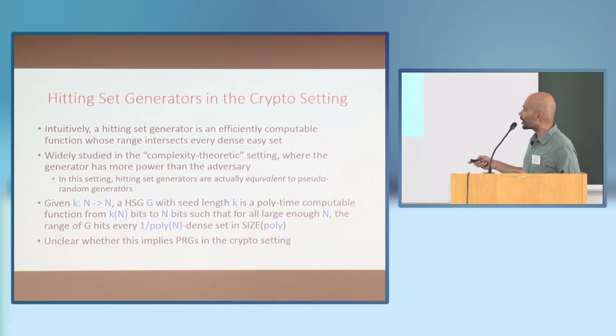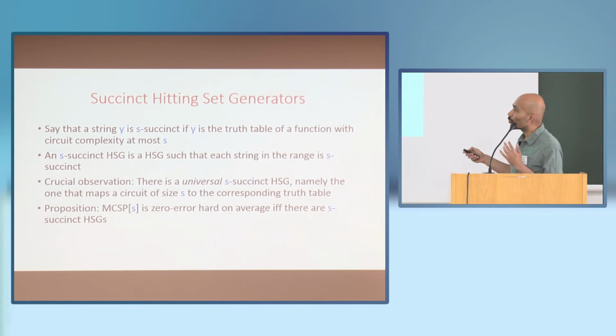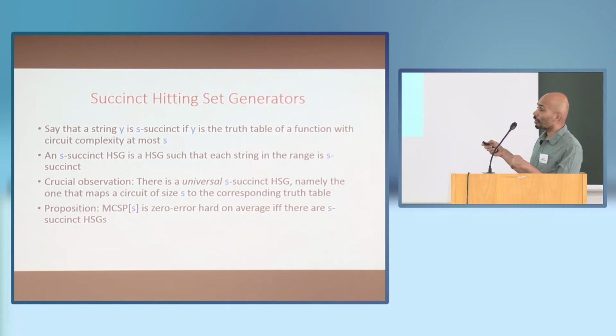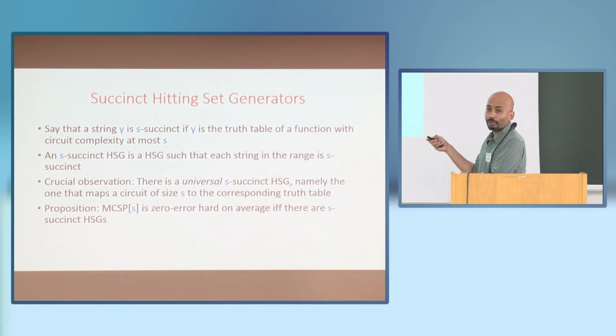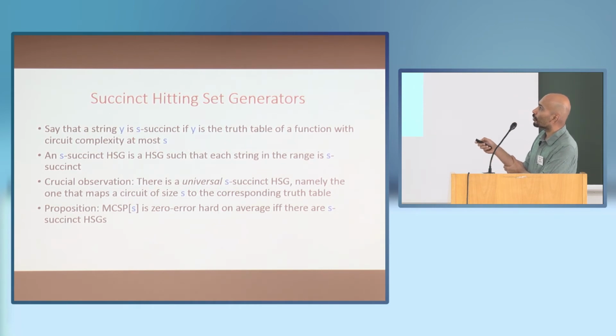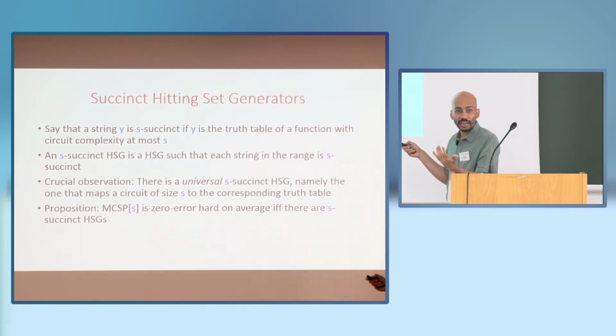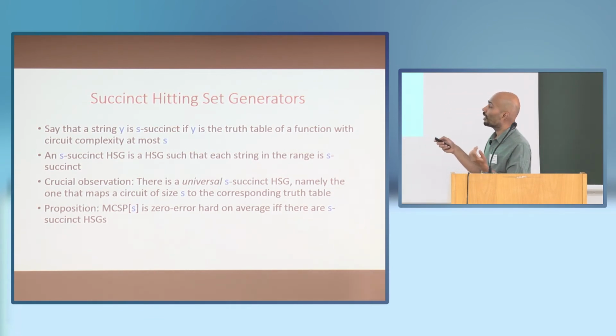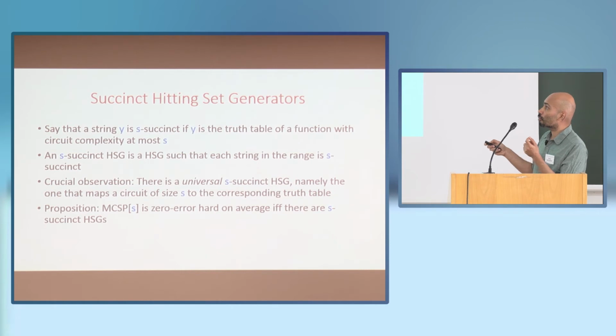So this is what a hitting set generator is. And what we're interested in is actually a special kind of hitting set generator, a succinct hitting set generator, where the range consists of strings of low circuit complexity. Say a string is S-succinct. Think of the string y as having length 2 to the little n, exponential in little n. Then you can interpret it as the truth table of a Boolean function on little n bits, and you can ask if the function that y represents has circuit complexity at most S. That's what it means for a string to be S-succinct.